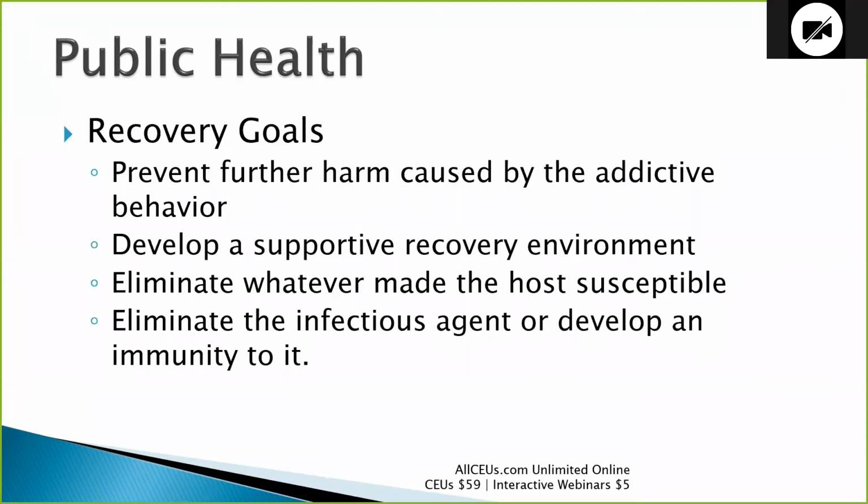The recovery goals in the public health model are to prevent further harm caused by the addictive behavior. Well, that makes sense. Develop a supportive recovery environment. Eliminate anything that made the host susceptible: physical pain, emotional pain, poor coping skills, lack of social support. And eliminate the infectious agent or develop an immunity to it. So in the example of addiction, if we make the drugs and alcohol less available, if we make the porn less available, that's eliminating the infectious agent.